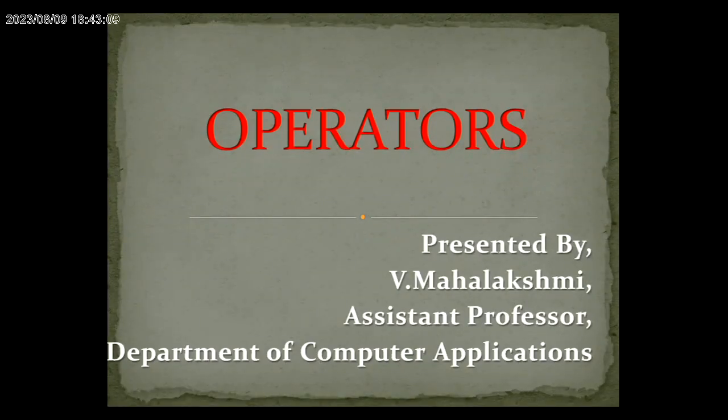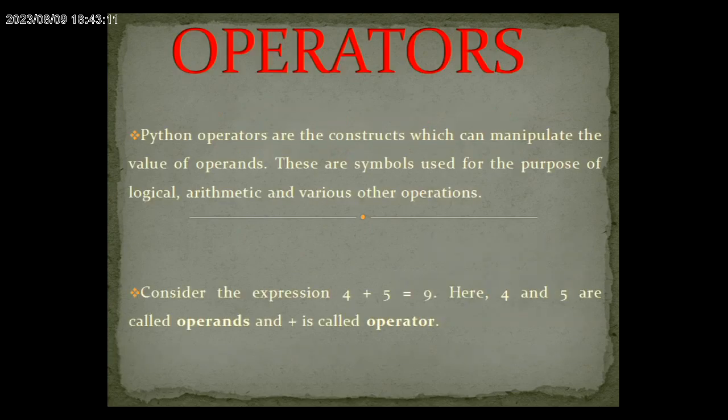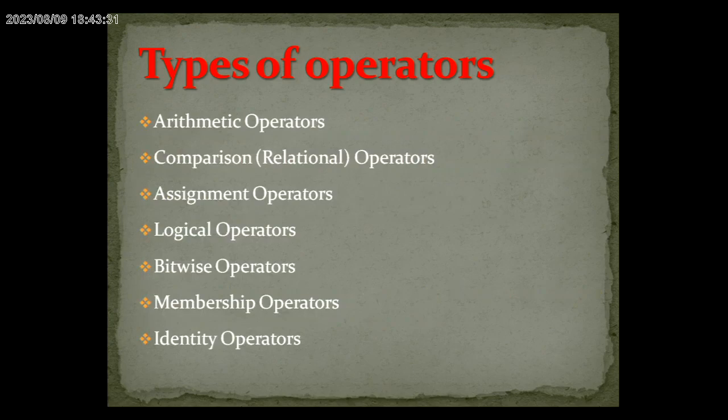So what is an operator? An operator is a mathematical symbol that constructs or helps to perform some mathematical operations. Nowadays, without mathematical operations, we cannot live; we cannot perform any other operations. In our programming languages also, we use some operators like addition, subtraction, logical operator, comparison operator, and modulus. So these are all the types of operators.